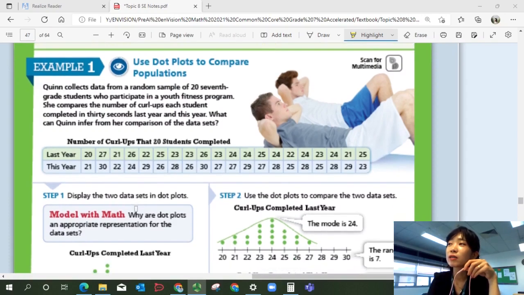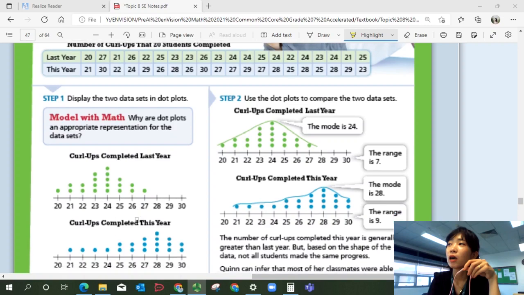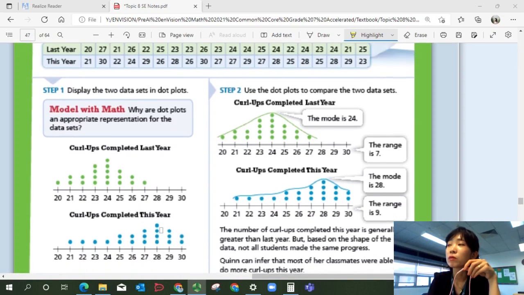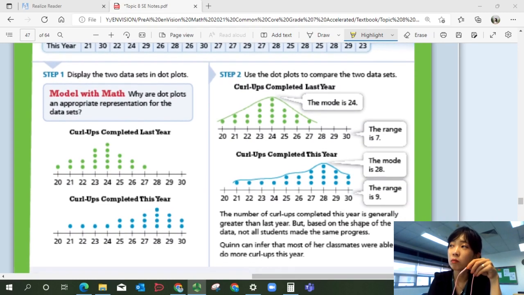We're going to display the two data sets in dot plots to see where most of the spread is, where most of the data are, right? So curl-ups completed last year has a center around 23 and 24. There's a peak at 24, right? Curl-ups completed this year, the center has moved higher. So you can already see that this year, students have improved a lot more compared to last year.